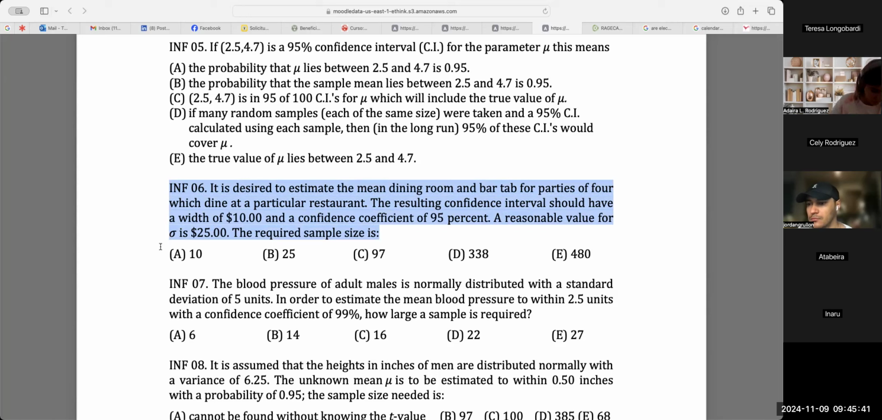It is desired to estimate the mean dining room and bar tab for parties of 4 which dine at a particular restaurant. The resulting confidence interval should have a width of 10 and a confidence coefficient of 95%. A reasonable value for sigma is $25. What is the required sample size? Do I use 4, 5, or 6? Okay, first question. Is it about the mean or about the proportion?